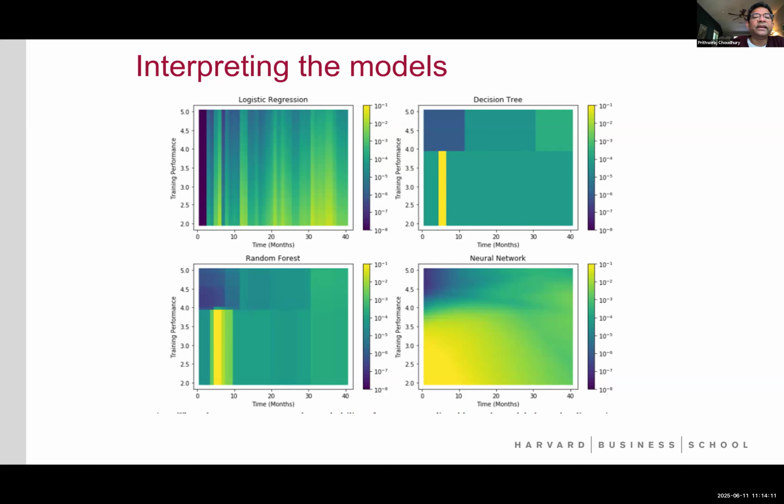So as you can see, the logit model here does not show the nonlinear pattern. The decision tree shows it. This is the yellow band here. And the random forest shows it very clearly as well. In the neural net, it gets more diffused. But at least it's very visible. It's very clear. It's completely transparent. And then a reviewer or an editor can make a judgment about whether this pattern is robust.